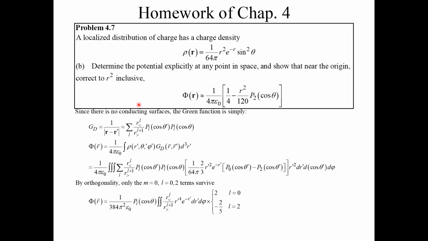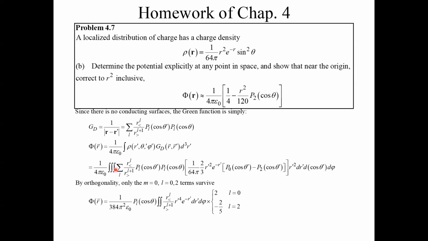For part B, determine the potential explicitly at any point in space and show that nearly in a region, correct to r squared inclusive. Our potential has the form like this. And since there is no conducting surface, the Green function here simply has a form here, and we just apply the Green's second theorem, and we take our boundary surface to infinity. So here only the volume integral is left.